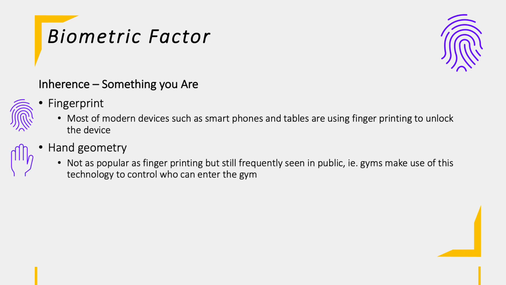The next one, hand geometry, is not as popular as fingerprinting, but I still see it frequently in public. For example, with gyms. The gym I used to go to in Long Beach had a hand scan for authenticating you into the gym. You would go to one of the scanners, put your hand on top of it, it would scan your hand, and you would be allowed to go in if you are an active subscriber, or you have an active membership.